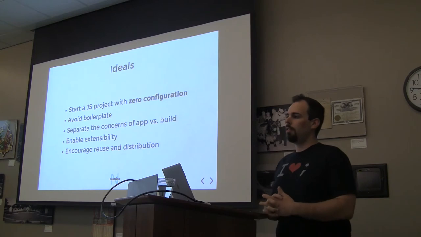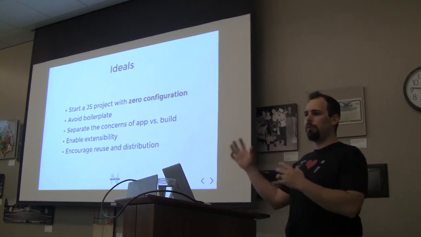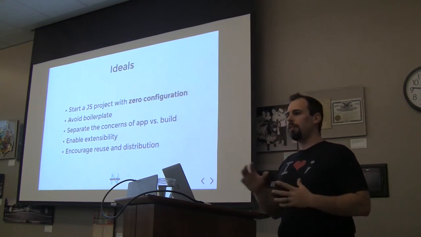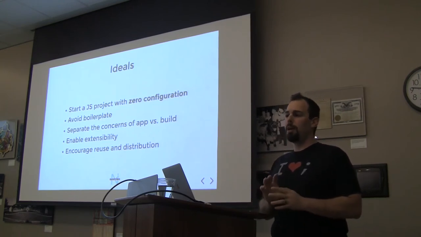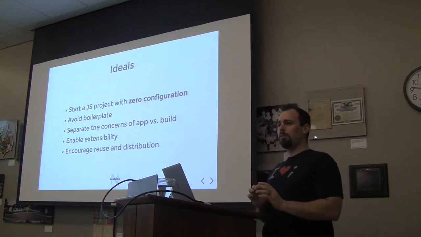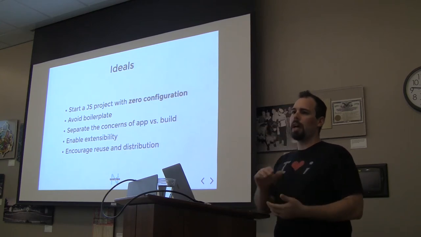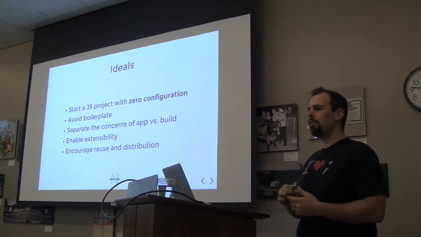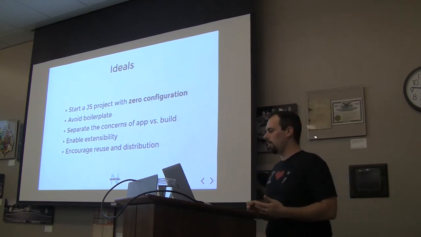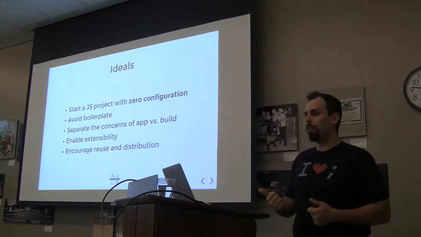Extensibility is a big one. In order to use these presets, and then modify them in your project, there needs to be some way for you to be able to manipulate them without getting into this messy object structure, and basically make it a little more deterministic. Where is the configuration going to lie? How can I modify it? How can I make sure that what I change is going to stick from project to project in a decent way? And lastly, encourage reuse and distribution.